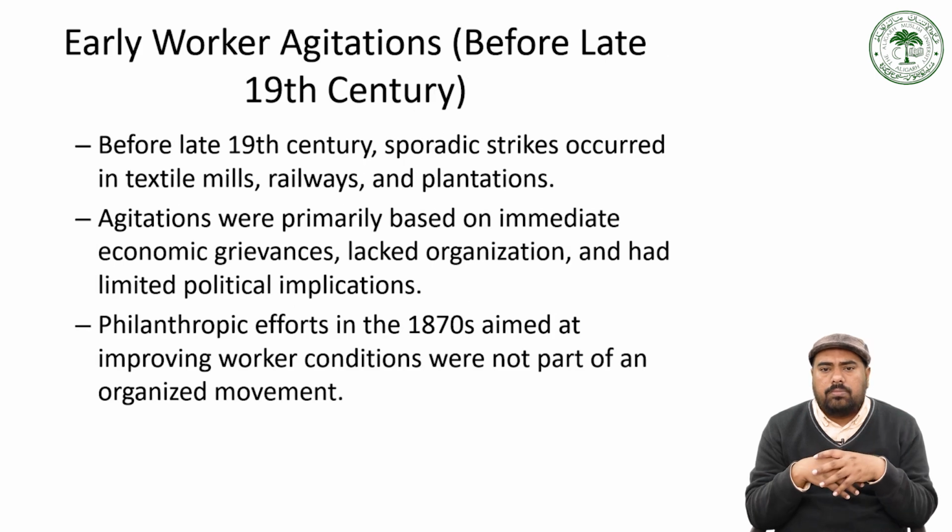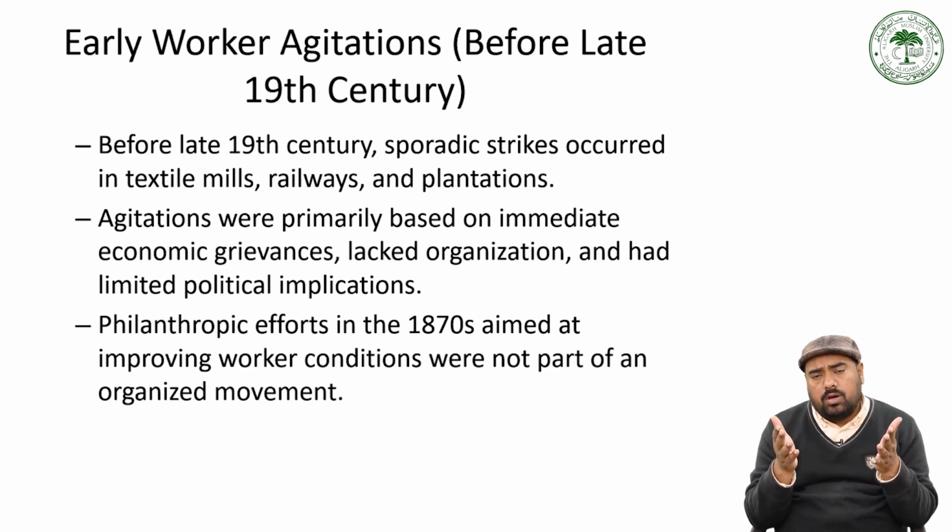So what we also see is that in early workers' agitation in the late 19th century, there were sporadic strikes in textile mills, railways and plantations, because ultimately modern industry in India was heavily the textile industry. There's telegraph, railways, plantations. Of course, these things were there. Plantations were also there because the British government was employing workers.